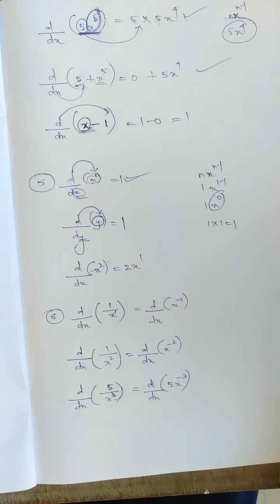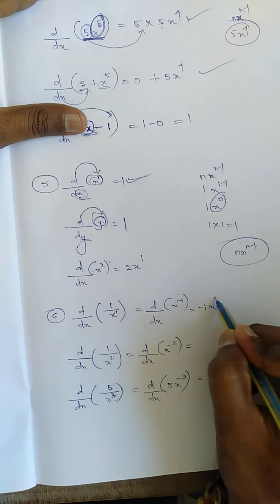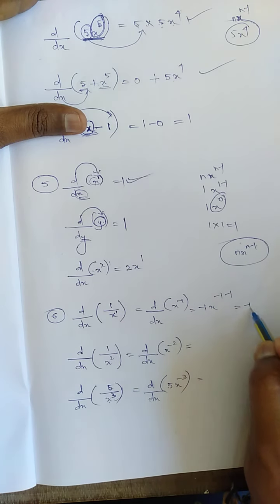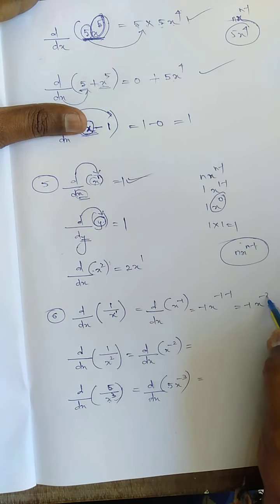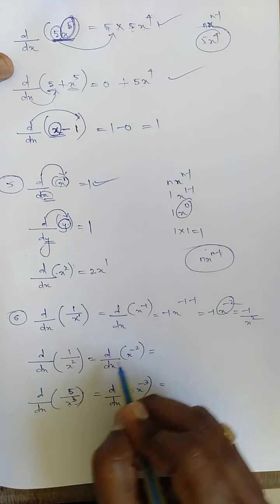Listen. This is the formula, nothing but n x power n minus 1. What is n here? Minus 1. So n x power n minus 1, where n is minus 1, gives minus 1 x power minus 1 minus 1, that is minus 1 x power minus 2. The x power minus 2 can be brought down, giving minus 1 by x square.